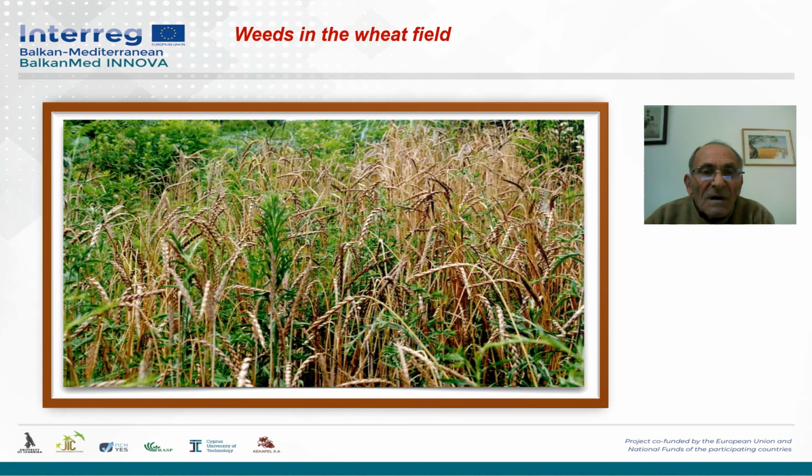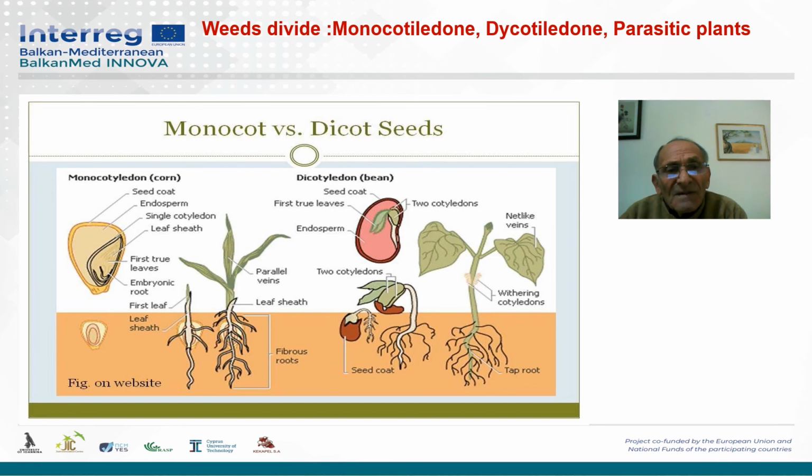The weeds are another big problem for the producer too. Weeds are divided in three main groups: monocotyledon group, dicotyledon group, and parasitic plants. We see in the picture how the monocotyledon group germinates and how the dicotyledon group germinates.